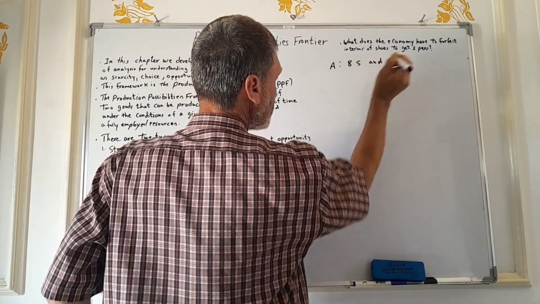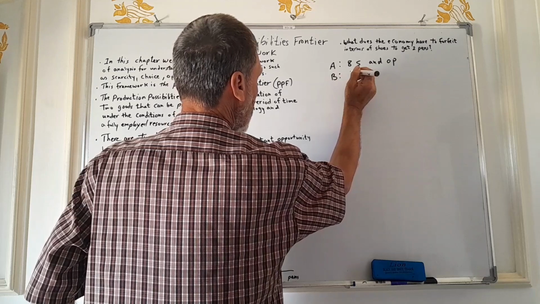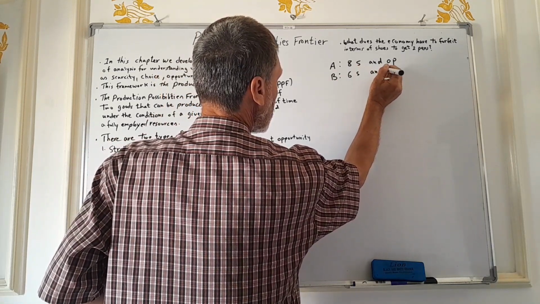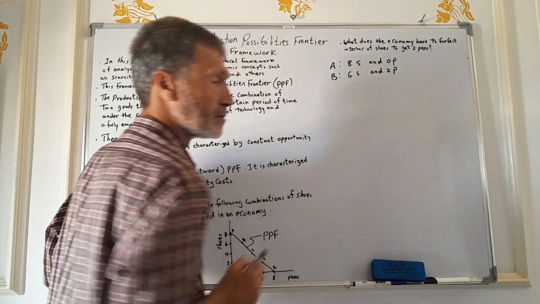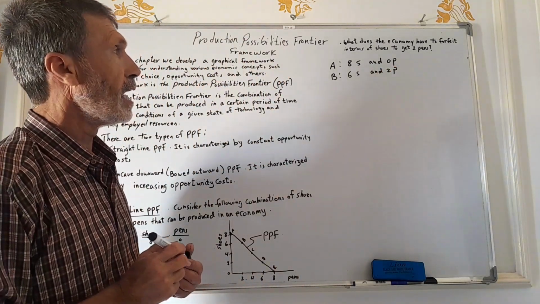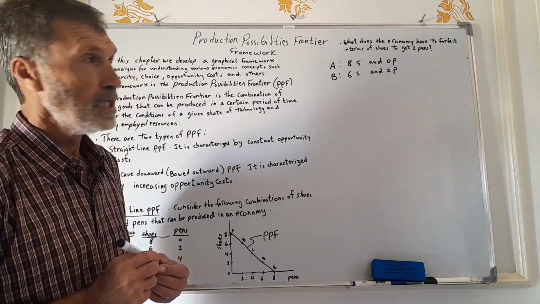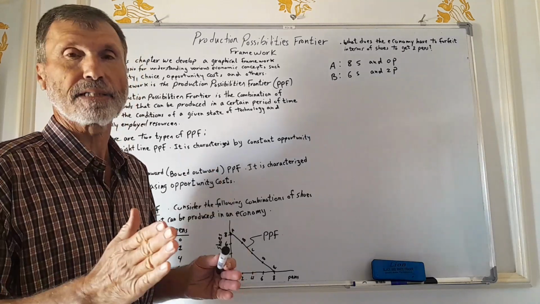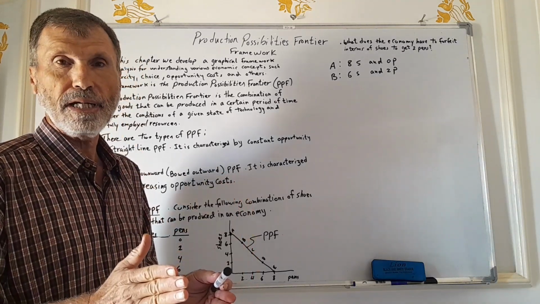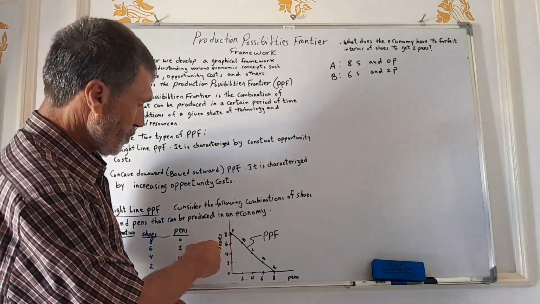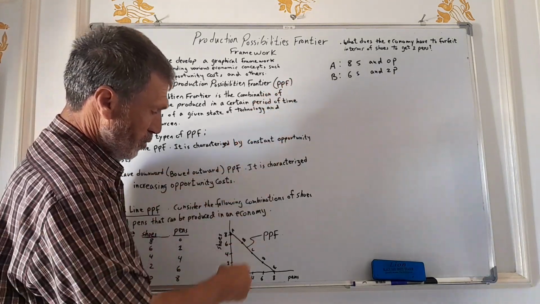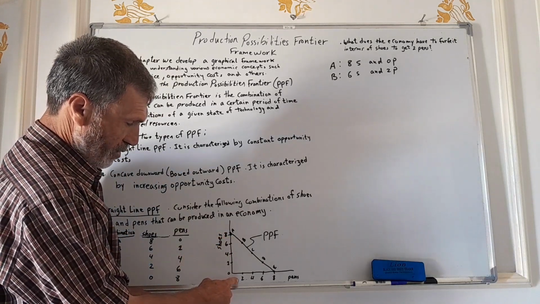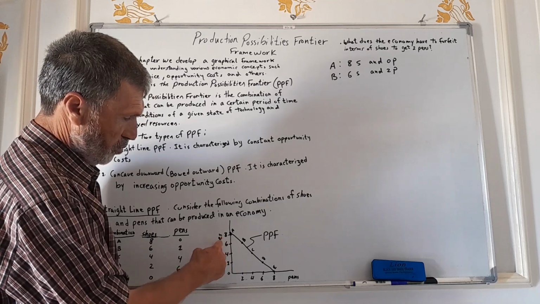At B, the economy produces 6 shoes and 2 pens, where P stands for pens and S stands for shoes. So what does the economy have to forfeit, neglect, forgo, in terms of shoes to get 2 pens? Of course, to produce 2 pens, the economy forfeits 2 shoes.